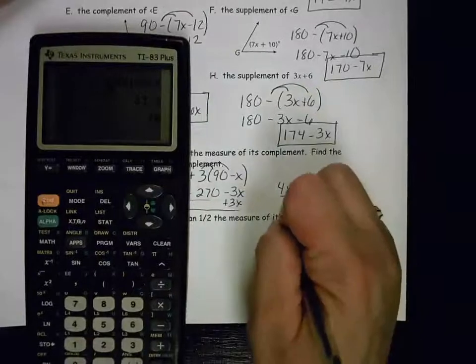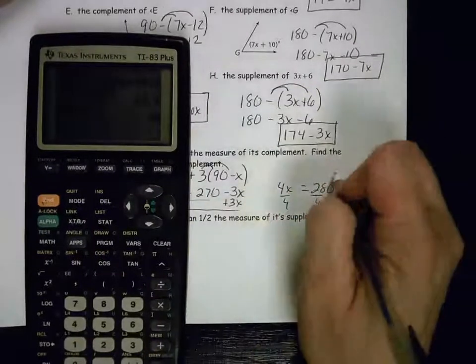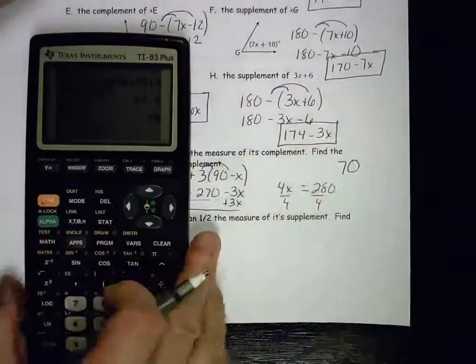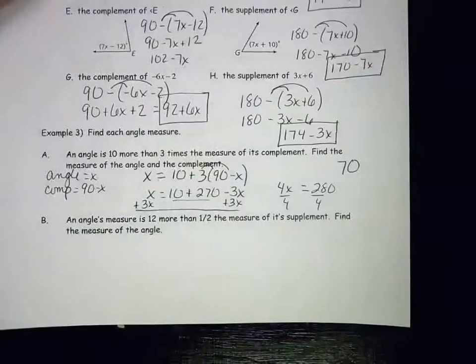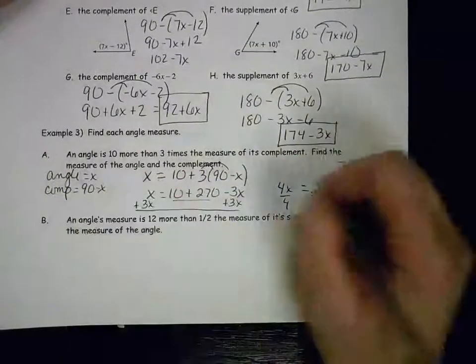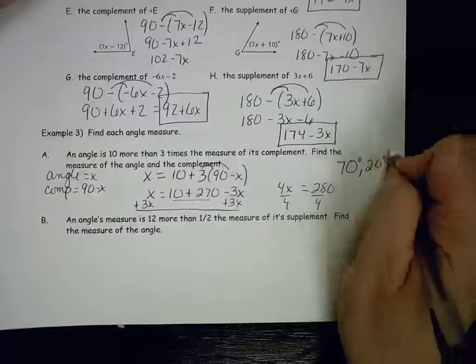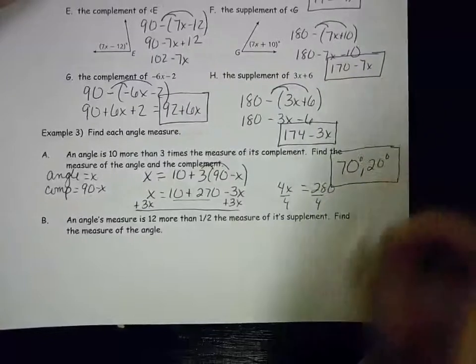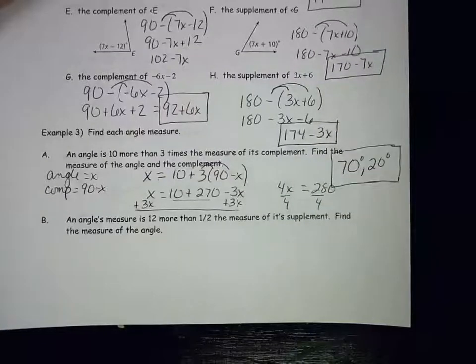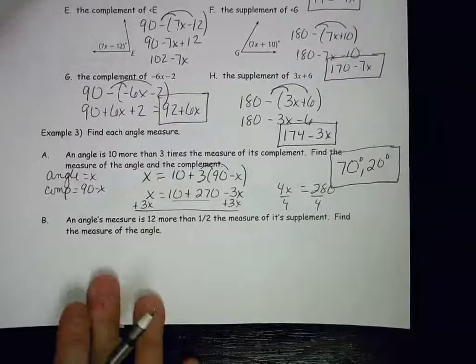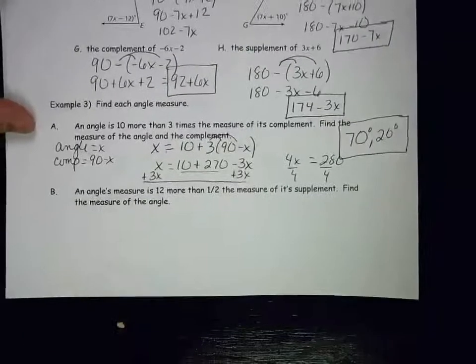280 divided by 4 is 70. So the angle is 70, and then 90 minus 70 is 20. So our angles are 70 and 20. And usually the first one is the worst, so if that one made no sense, we have a couple more to do.